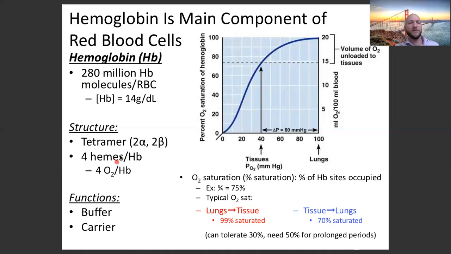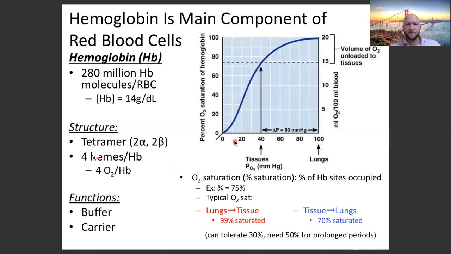So let's take 4 possible oxygen molecules per hemoglobin molecule. Let's multiply it by the 25%. So 25% would give us 1 oxygen molecule per hemoglobin. And so 1 oxygen molecule per hemoglobin, we have 280 million hemoglobin. So 1 times 280 million would give us 280 million oxygen molecules bound within that red blood cell. Be ready for questions like that.